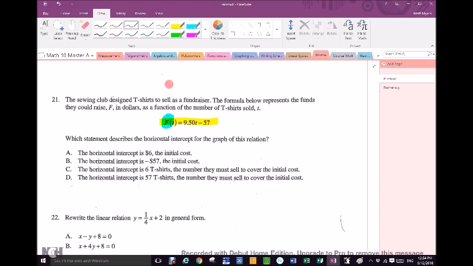So this is Y equals 9.5X minus 57, correct? Now, when we write it that way, it's slope-intercept form, isn't it? What do I want? The horizontal intercept. That's over here, right? What do I know about that point?